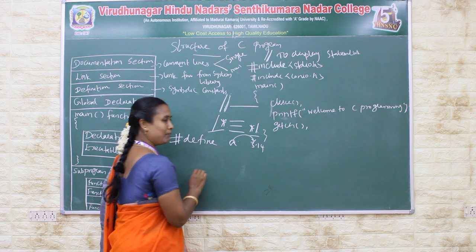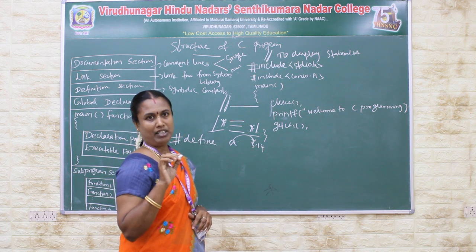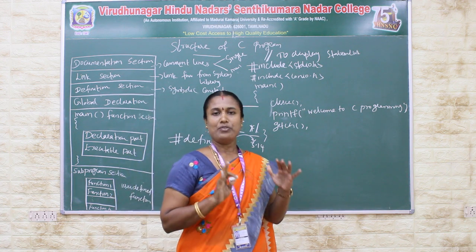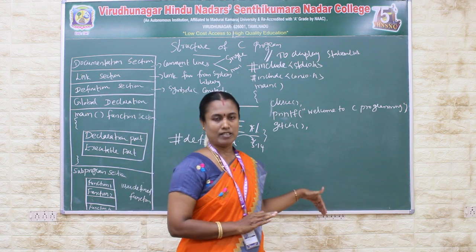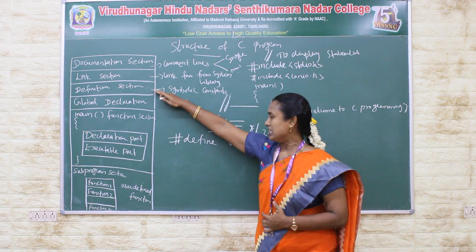For example, in a mathematical formula calculation process, we can use pi. For pi, by default we can use the value 3.14. That kind of static value of a variable we can use as a symbolic constant. So this kind of symbolic constant statement can be specified in the definition section.